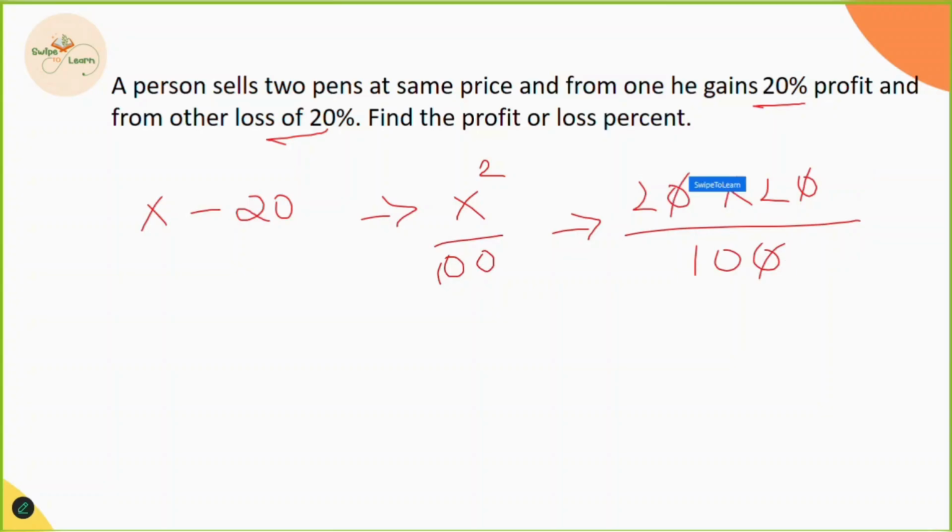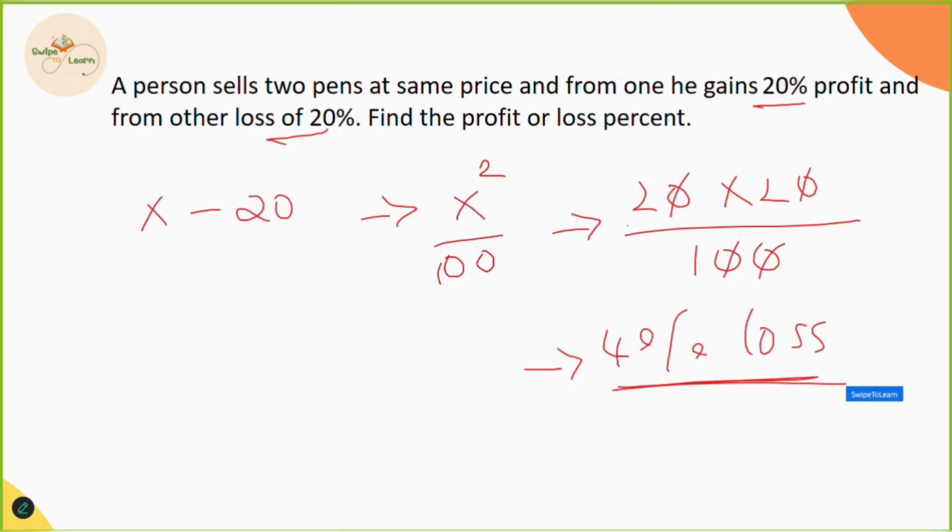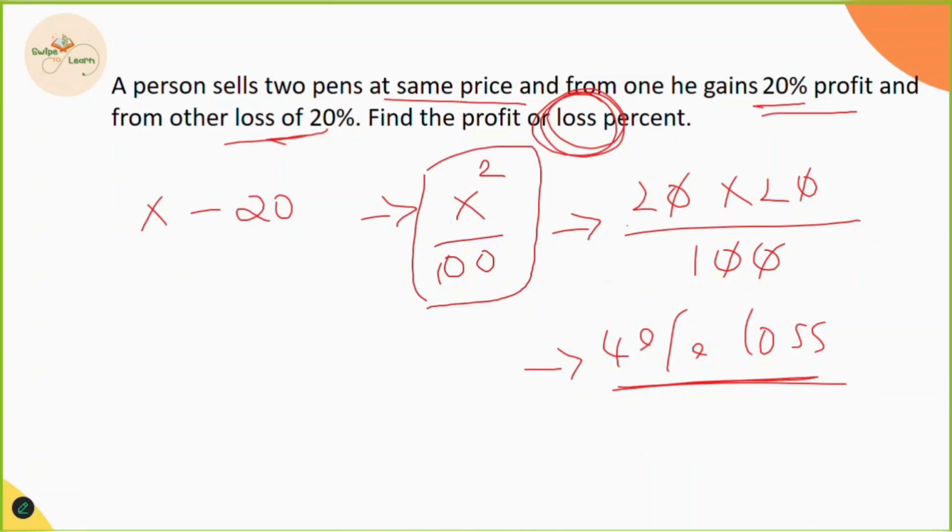The zeros get cancelled, and the answer is 2 into 2, which is 4% loss. When two articles are sold at the same price, at X% profit and X% loss, there is a definite loss, and that loss is calculated using the formula X square divided by 100. So for this question, the loss will be 4%.